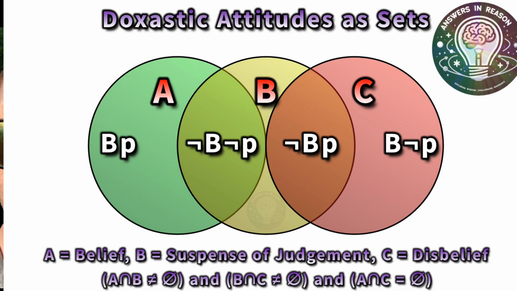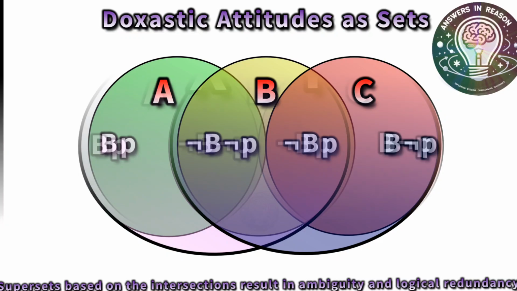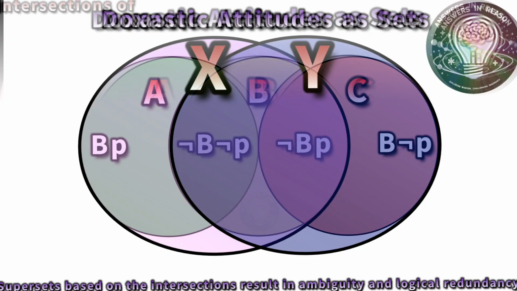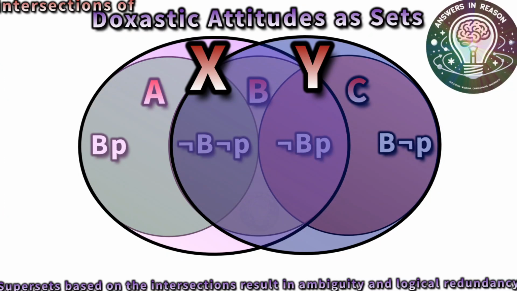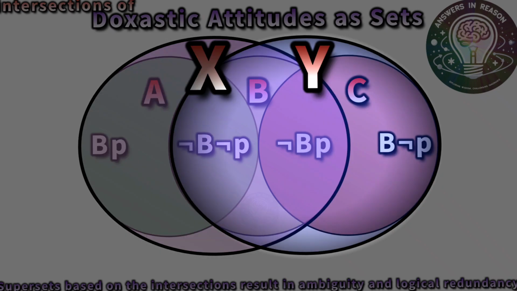So could we regard these intersections as supersets? Well, you can, I guess. Let's have a look at how that appears, shall we? First, we have superset X and superset Y. X contains both belief and suspense of judgment, and Y contains both disbelief and suspense of judgment.